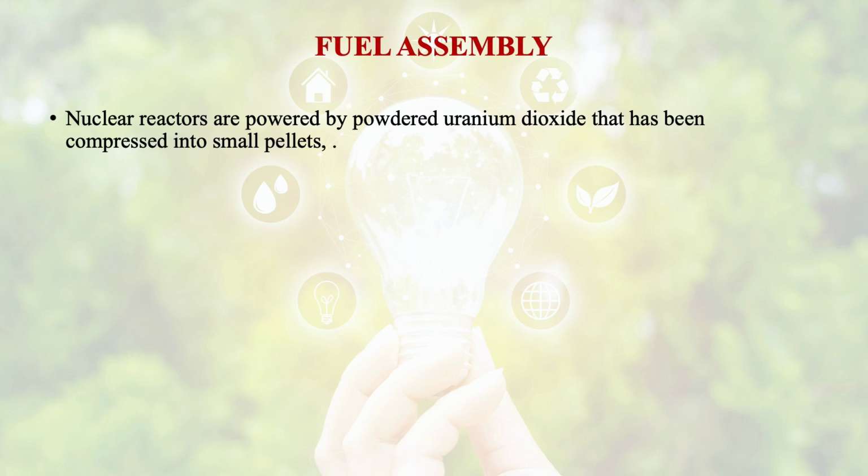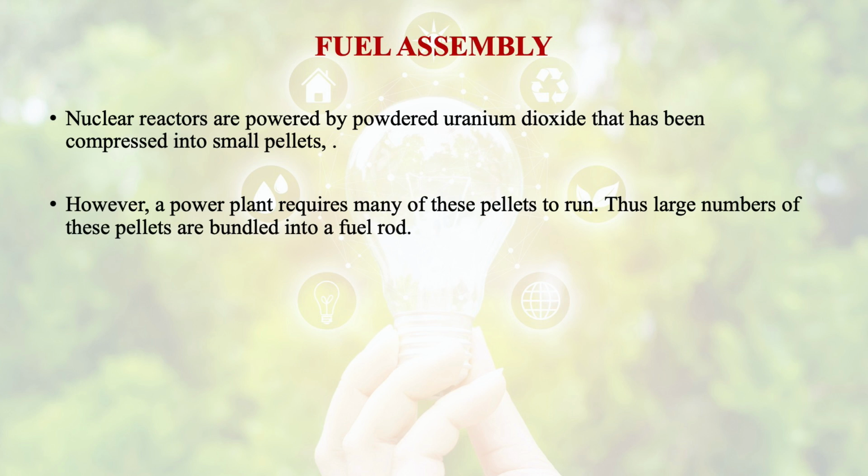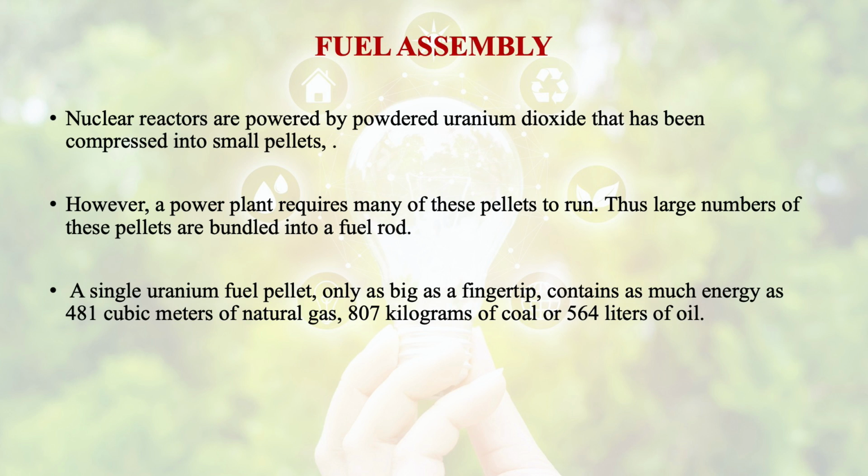Nuclear reactors are powered by powdered uranium dioxide that has been compressed into small pellets. However, a power plant requires many of these pellets to run. Thus, a large number of these pellets are bundled into a fuel rod. A single uranium fuel pellet, only as big as our fingertip, contains as much energy as 481 cubic meters of natural gas.